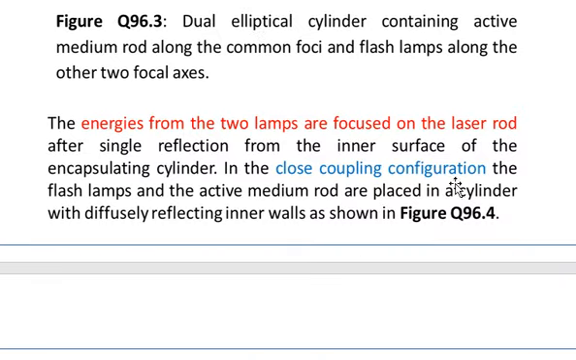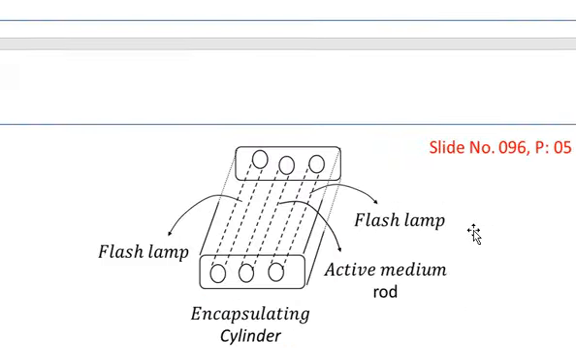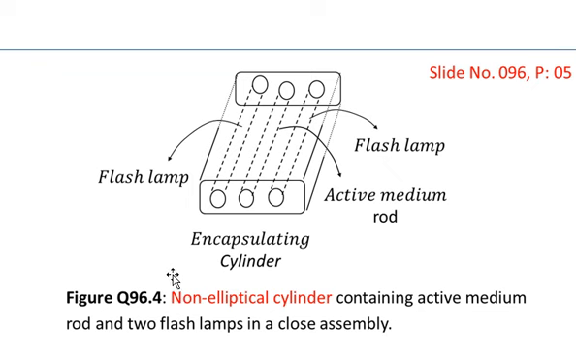In the close coupling configuration, the flash lamps and the active medium rod are placed in a cylinder with diffusely reflecting inner walls, as shown in figure number 4. So in this geometry, which is a cylindrical geometry, this is not an elliptical cylindrical geometry. It could be of any shape. For example, you can look at this cross section, that it is not of elliptical type. Though it is an encapsulating cylindrical form, it is not of elliptical type.